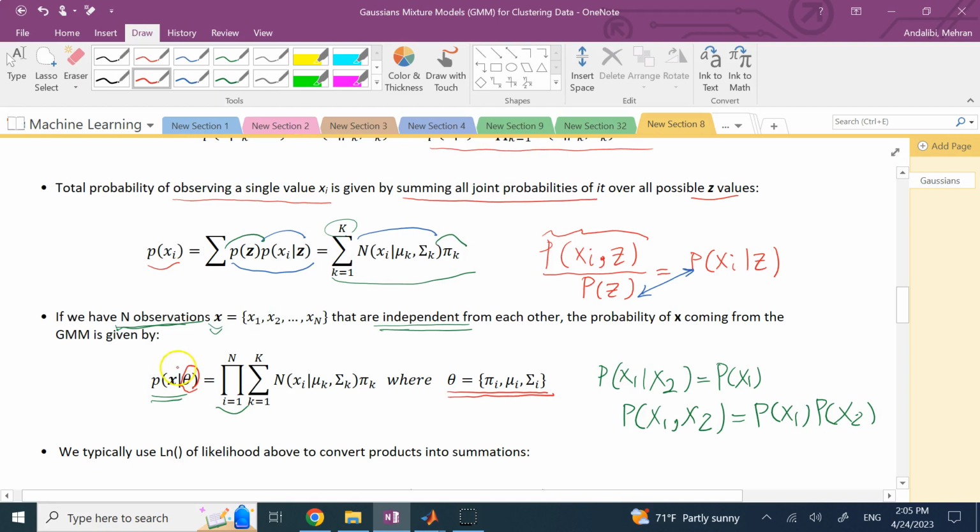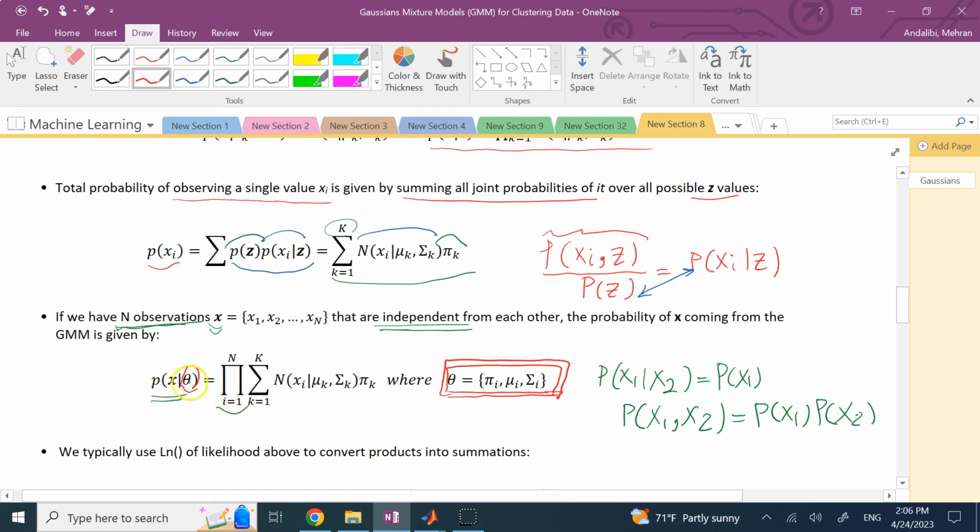Maximize the chance that all of these observations are coming from these k clusters with these parameters, pi i, mu i, and sigma i. If we choose this theta such that this function becomes maximum, then we chose the right cluster parameters. So this theta is really the theta star, the actual values are the argmax of this p function.